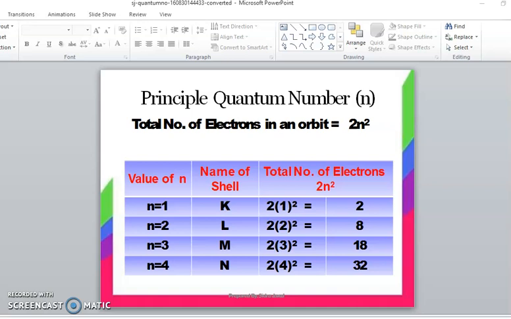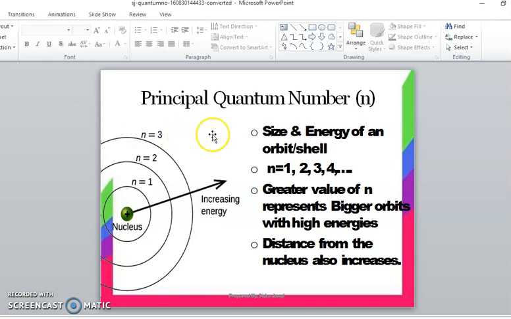The first quantum number is called the principal quantum number, designated by the small letter n, and this explains the main energy level. It explains two things. One is the size and energy of an orbit or shell.